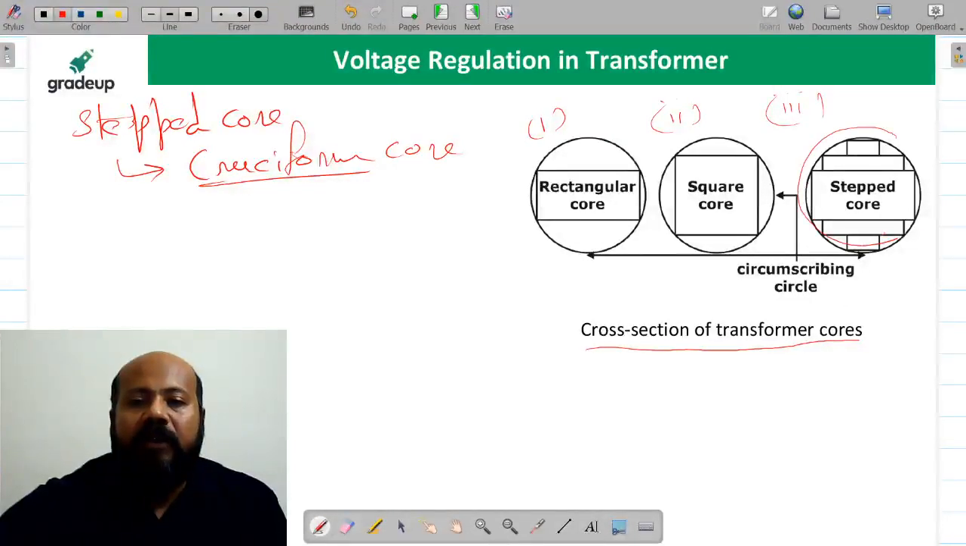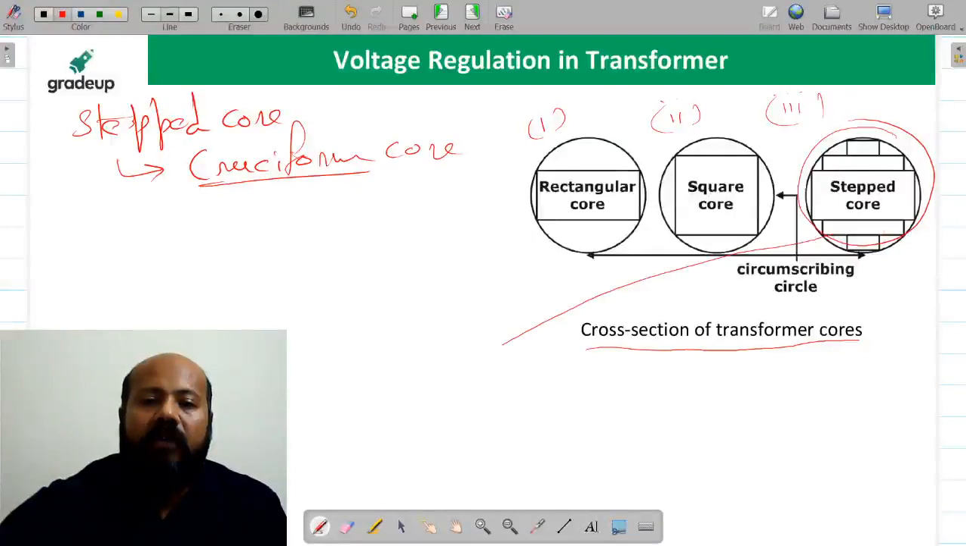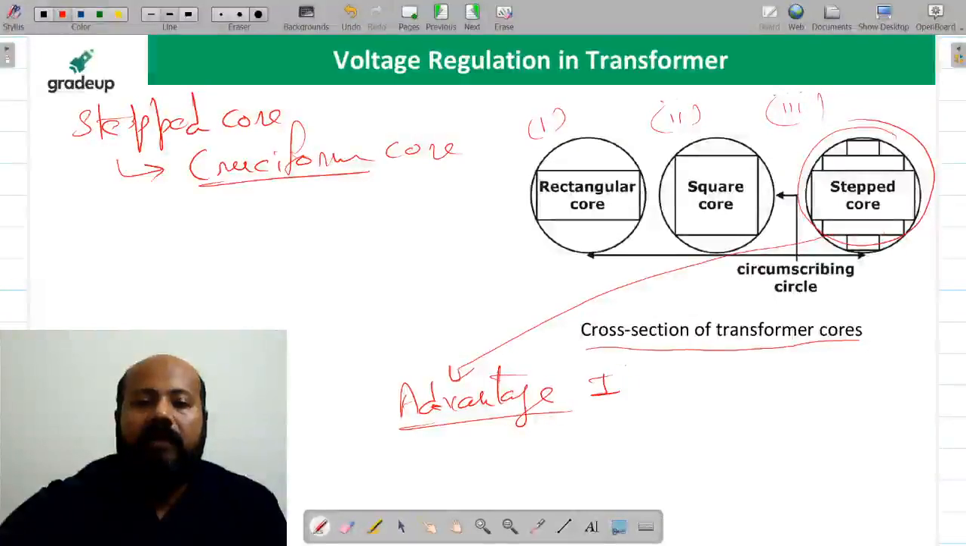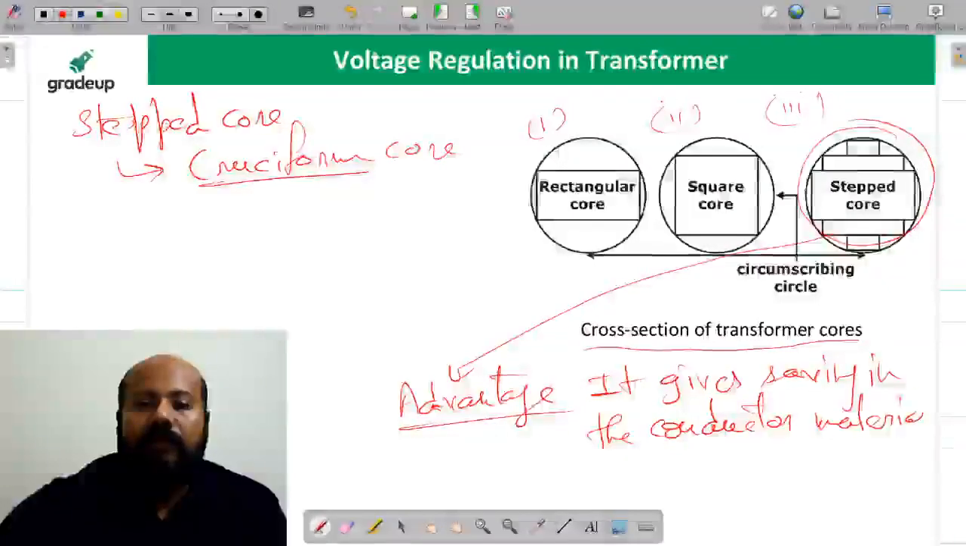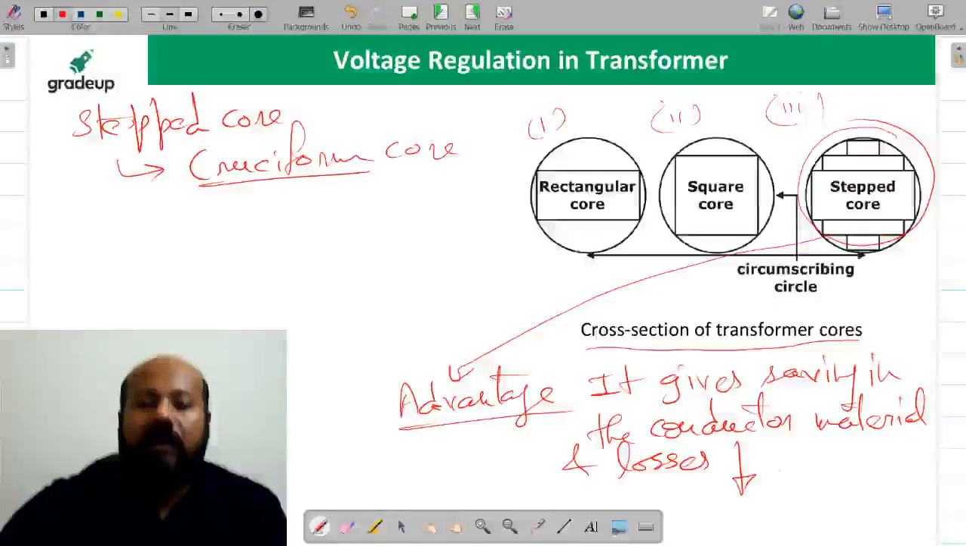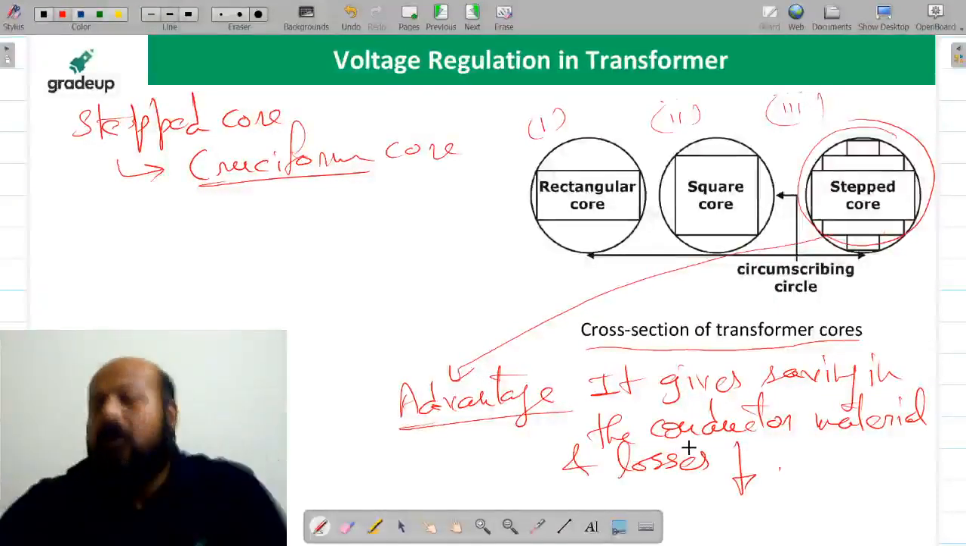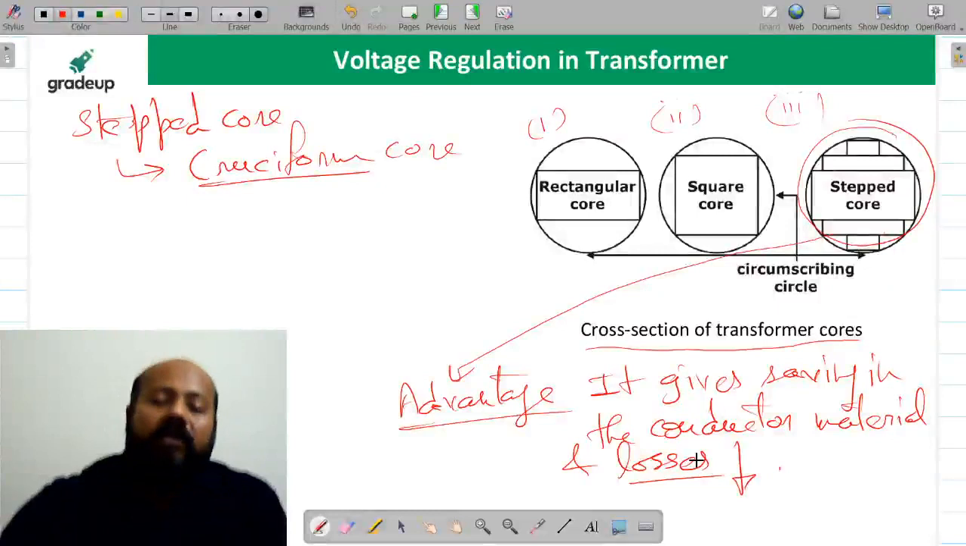So what is the purpose of having the stepped core? The stepped core advantage, I am just giving you one line. Rest details we are going to see later. It gives saving in the conductor material, and losses are reduced because you are using less copper, so obviously losses are also going to be reduced.